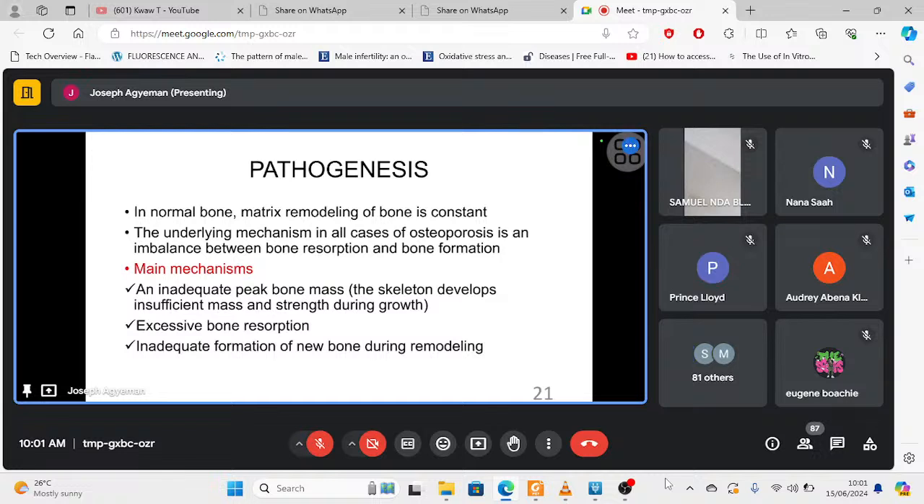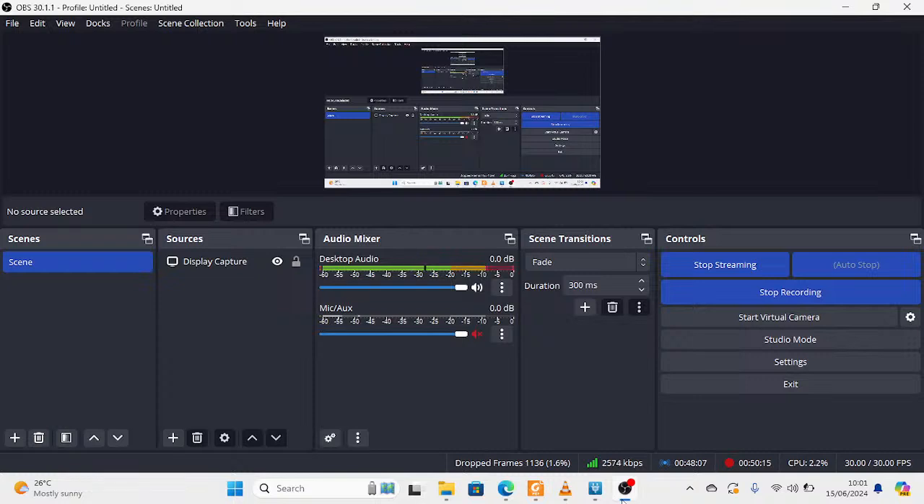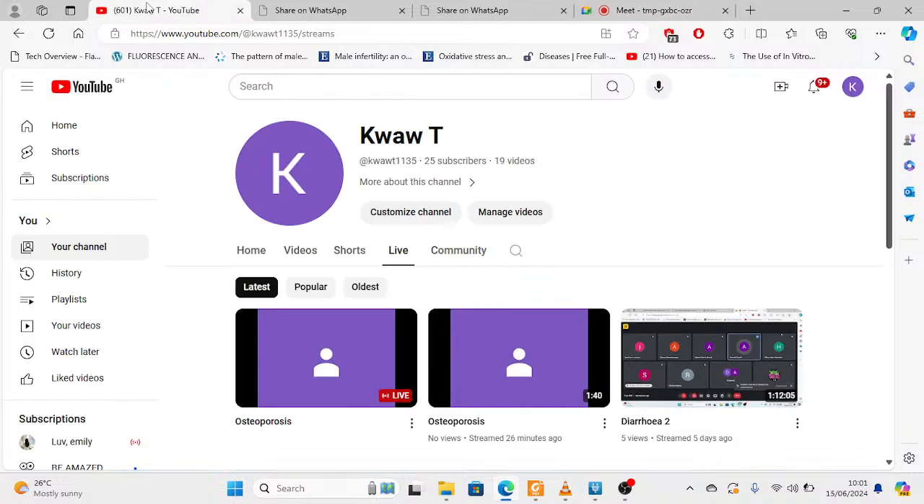What is the pathophysiology? Very simple. Bone is always undergoing remodeling. There is always bone formation and bone resorption. So there are always osteoclastic and osteoblastic activities going on. In osteoporosis, the basic problem is that osteoclastic activity, that is bone resorption, is not being matched by bone production. That is the simple problem.